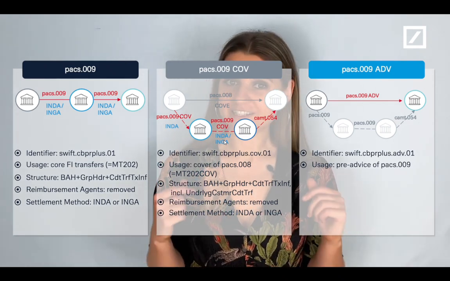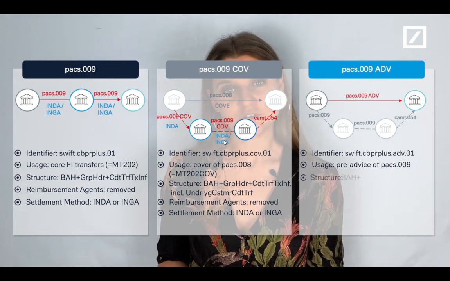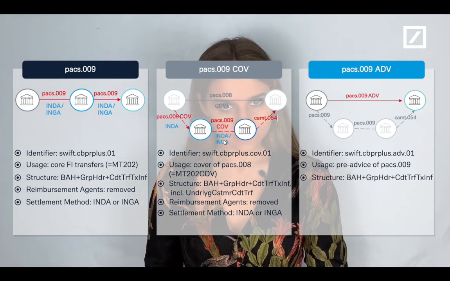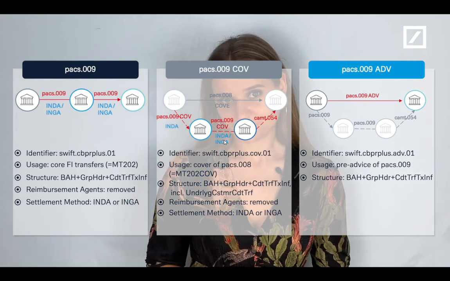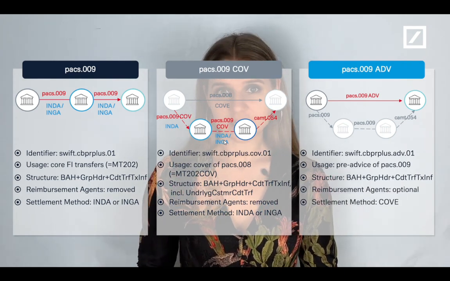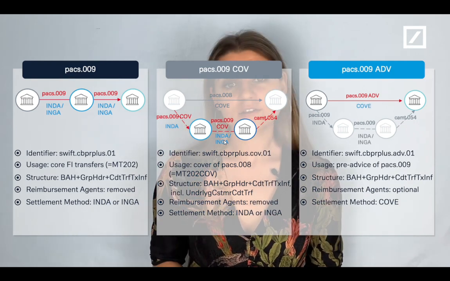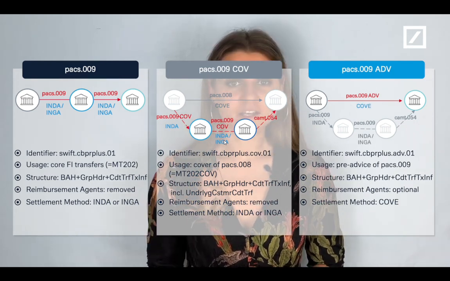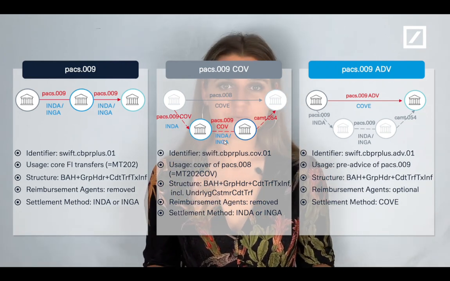So if we look at this advice message, we see that its structure has similarities with the pacs.009 messages, but also pacs.008, in a way that the settlement method can take value COF and the reimbursement agents are optional. So you can show which agents or banks will settle the payment.